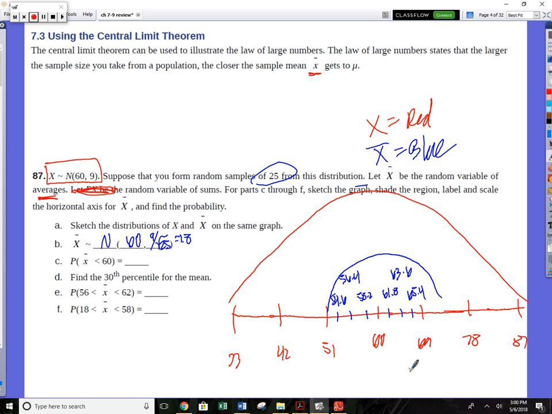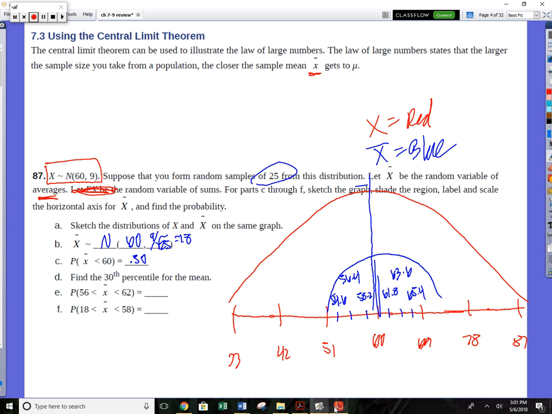Okay, so now let's answer C. What is the chance that the average is going to be less than 60? And if you think about it, let's do the calculator to double check, but it should be, either way, 60 is the dead center. So 50% live on the left, 50% live on the right. So what are the chances that the average is smaller than 60?